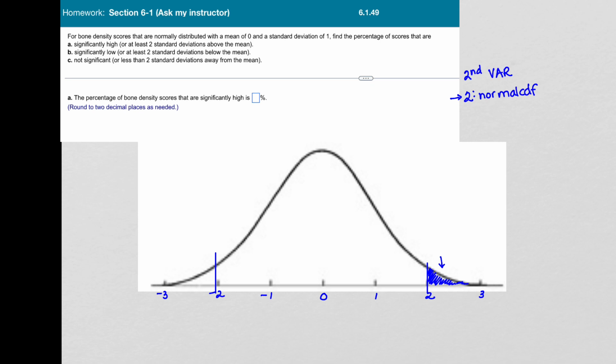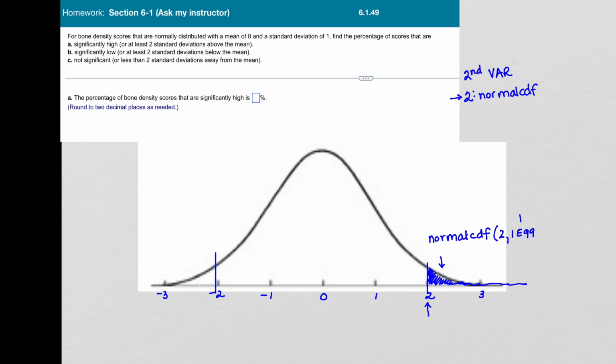So I'm going to put in normal CDF, and you may have the wizard that prompts you with what is the lower boundary. So the lower boundary is 2. And then it'll prompt you for an upper boundary, which we don't have here. So that's where we use 1e99, which means 1 times 10 to the 99 power, a very large value to simulate infinity.